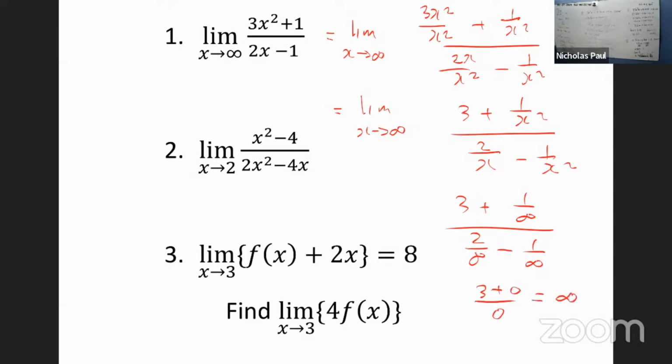Infinity. Let's check L'Hôpital. Differentiate 3x squared and we get 6x. Differentiate 2x and we get 2. And when you plug in infinity, you're still getting infinity on 2, which is infinity.